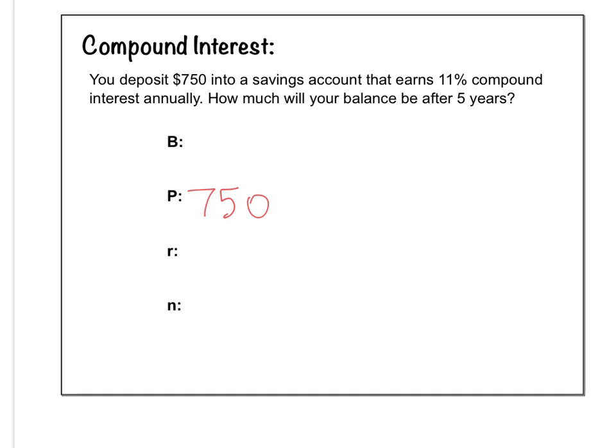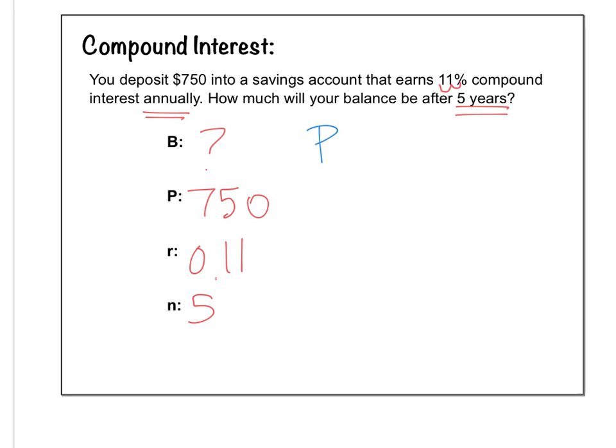11% rate. So if we move the decimal over 2 times, that's 0.11. Notice there's no 0.011 because if we move it over twice, there's no need for a 0 in front of that decimal. And then how much will your balance be after 5 years? Well, it says annually and 5 years. So if they only compound it once a year for 5 years, that's a total of 5 times. And then we want to know what is my balance.